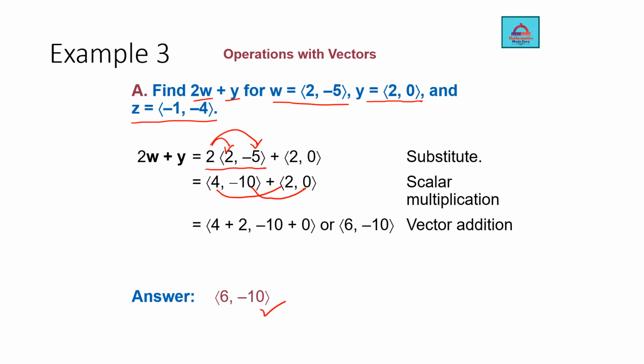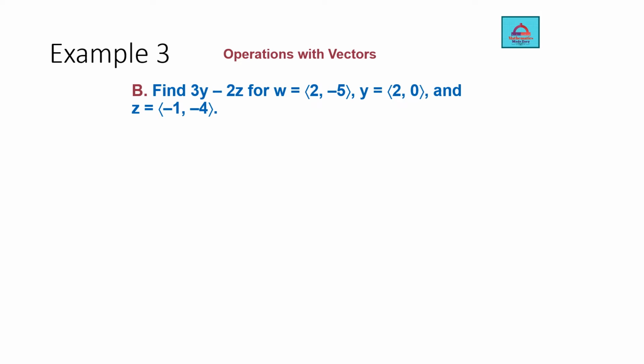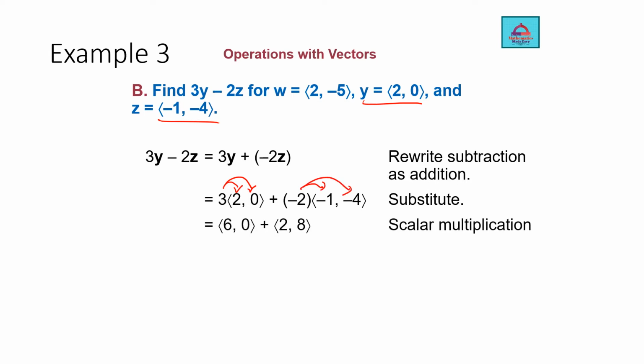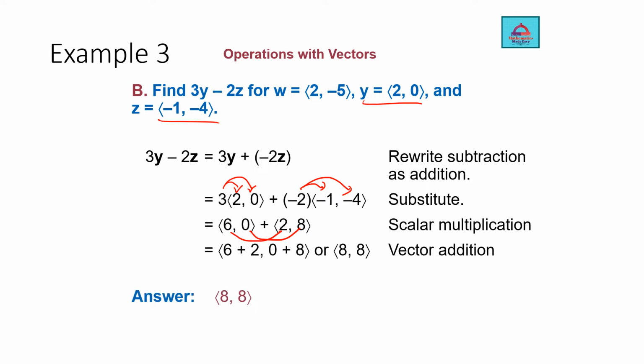Let's do another part with z. So here 3y minus 2z. So that means you are going to use this one and this one. Just put the distributive law and substitute the correct values. So 3 will be multiplied with 2, 3 will be multiplied with 0 and so on. So let's distribute and it comes out as 6, 0 plus 2, 8. Add 6 plus 2, so you are adding component wise. 0 with 8. So you get 8, 8. That's your answer.